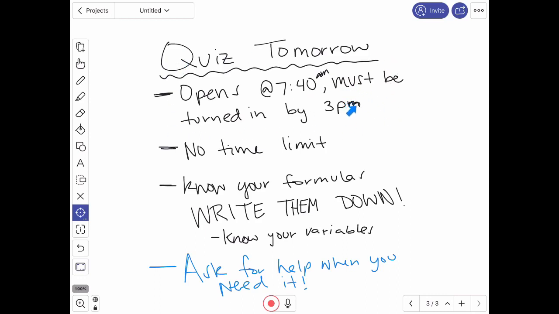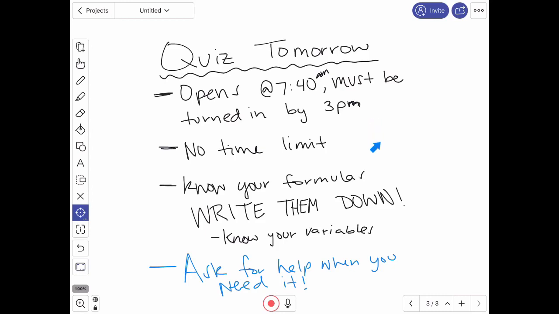That means if you started at 2:25, you would probably have enough time, but I would probably just do it during regular class time. But I know some of you have had some issues in the past of getting it done during regular class time, so I wanted to make sure it was open all day in case we had any other events going on tomorrow. There is no time limit, so use that to your advantage.